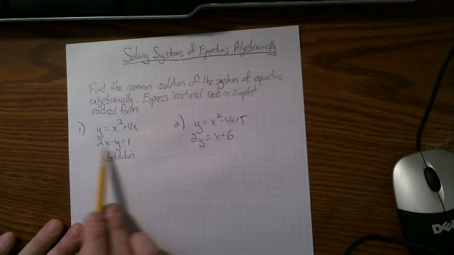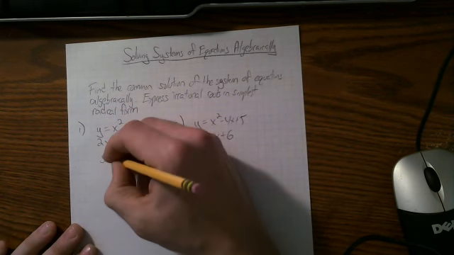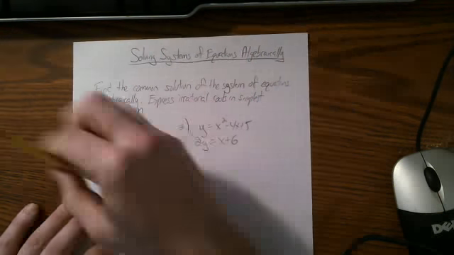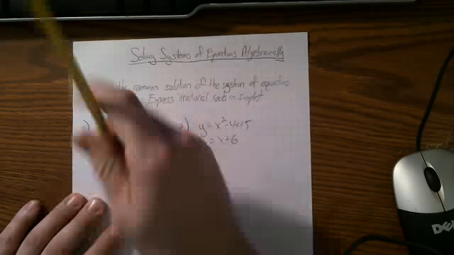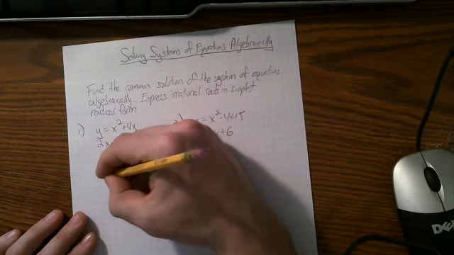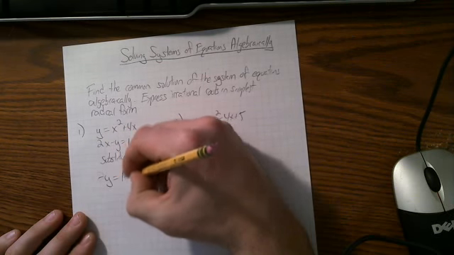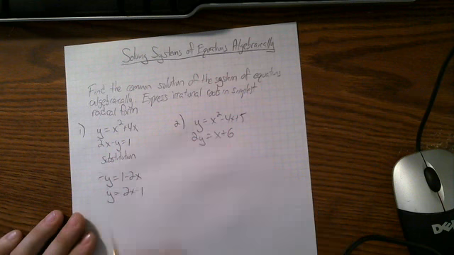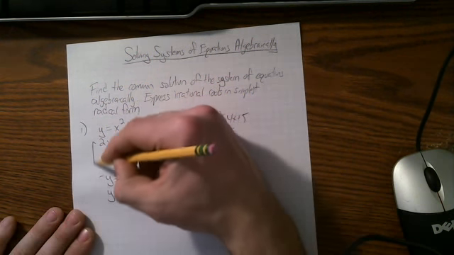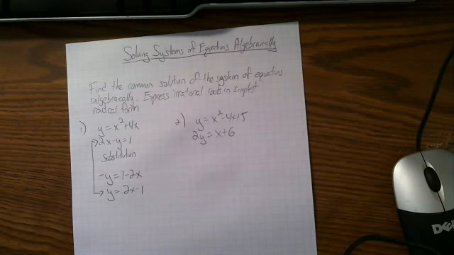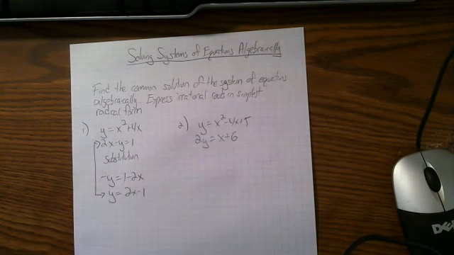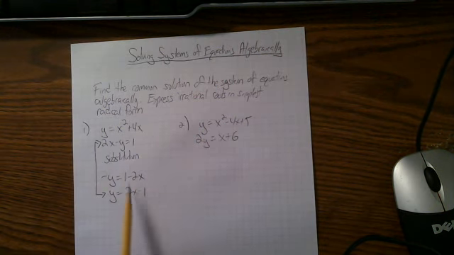If I wanted to manipulate this equation, let's subtract 2x from both sides and say that negative y equals 1 minus 2x. And let's divide by negative 1. y equals 2x minus 1. So all I did was manipulate this. So now this says y is 2x minus 1. But y is also x squared plus 4x. Well, if y is that, and y is that, that means these things are the same.